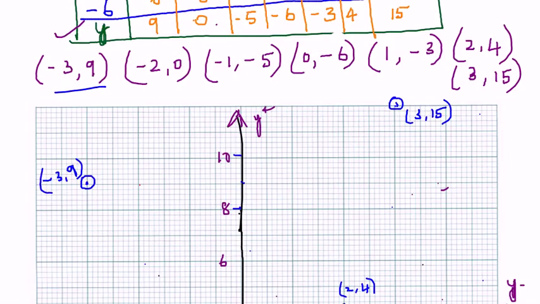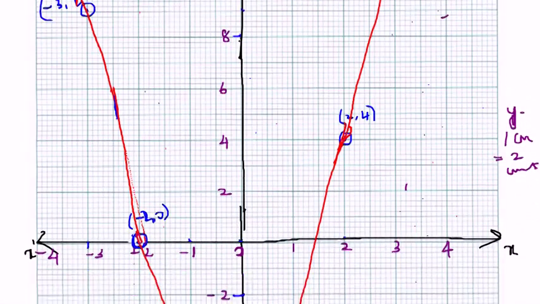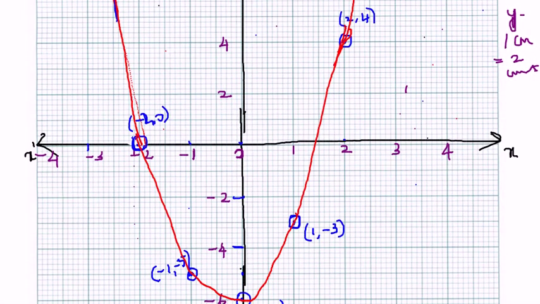Right, now let's try to join these points. When I join my points, I get a kind of an inverted V like this. Unfortunately I'm not able to show this to you in one single page, but when you see it in your graph sheet, you can see it in one single page, and that will be like a V.